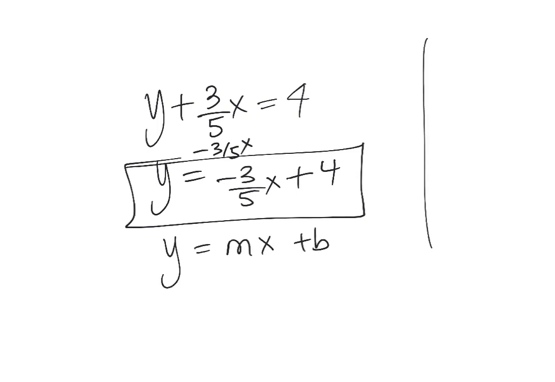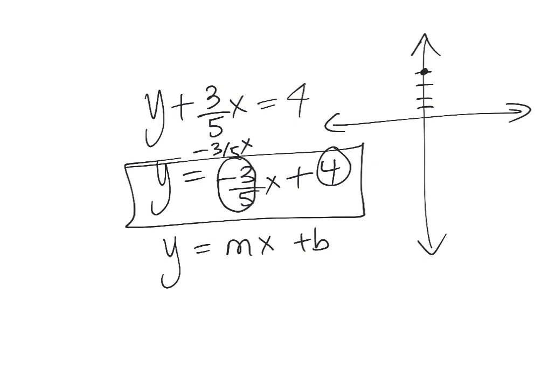What if I told you to graph this, or to sketch the graph? If you want to sketch the graph, you go to your y-intercept, 1, 2, 3, 4, right? That's your y-intercept. And you look at your slope. In this case, it's negative 3/5. So it means that you go down 3 units and over 5 units. Down 3 units and over 5 units, or up 3 units and back 5 units.